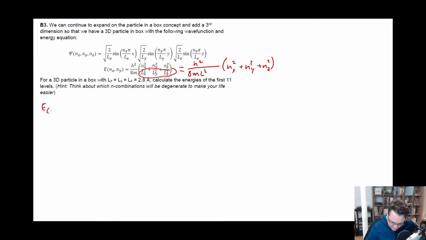So if we have the E11 level, in this case we can just calculate the constant out. So we have h, 6.626 times 10 to the negative 34 joule seconds, squared, over 8 times, we're doing an electron in this case.